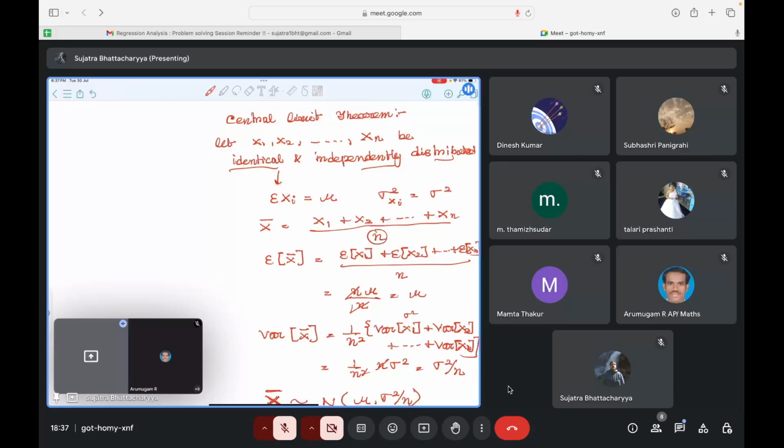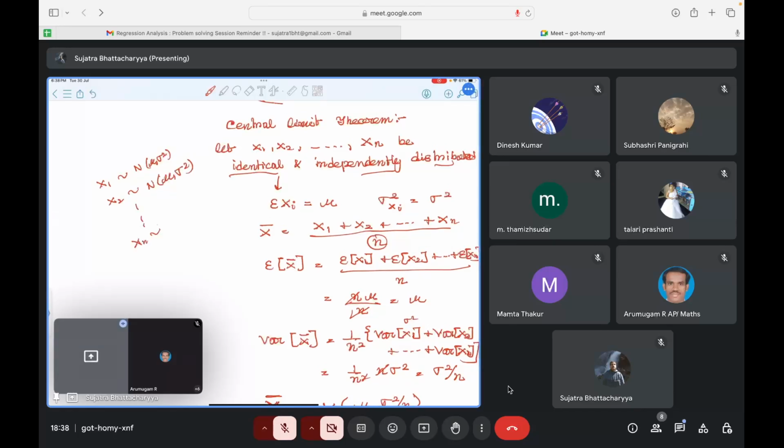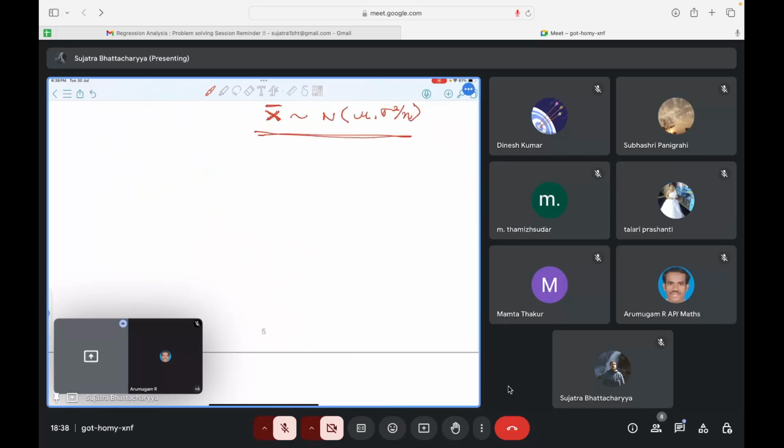Just what I wanted to show you is that this is x1, which follows, suppose, any distribution: gamma distribution, normal distribution, uniform distribution, any distribution. Suppose it is normal distribution following mu and some sigma square. X2 follows the same mu and sigma square, but is different and independent, and similarly up to xn. Then finally, when you add and divide by n, the summation of x is nothing but a normal distribution of mu and sigma square by n. This is the central limit theorem's wording.